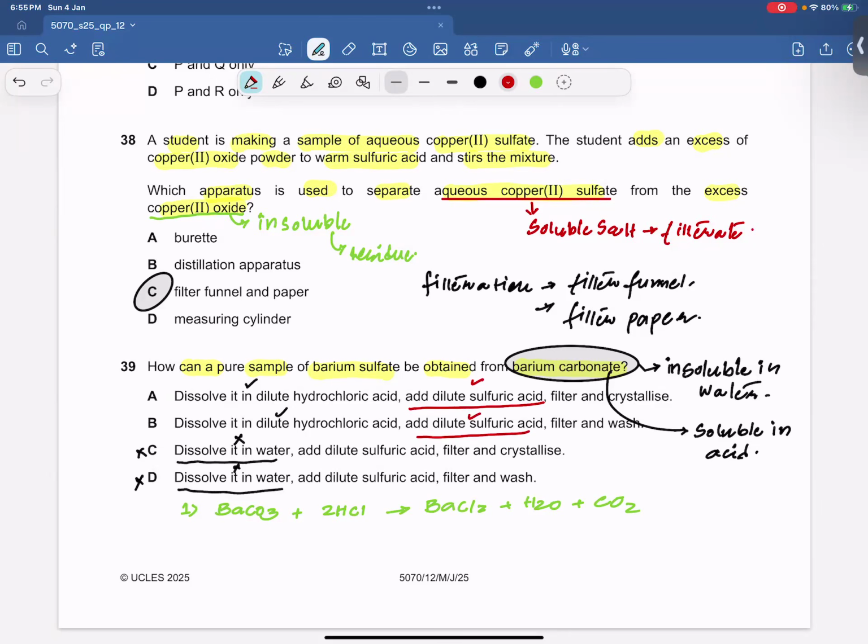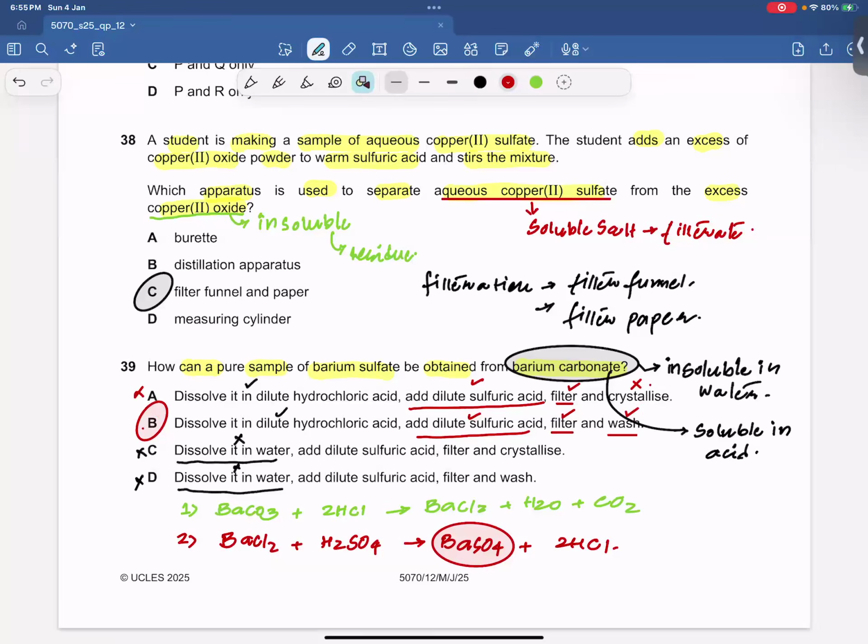In the second statement, barium chloride is soluble in water. It will react with sulfuric acid, and as a result, you will get barium sulfate and HCl. Now this barium sulfate is insoluble in water, so you need to filter. That's also correct. Then you need to wash to remove trace amounts of both sulfuric acid and barium chloride. We cannot crystallize directly without washing, and therefore option A is incorrect, and so B is going to be the right answer.